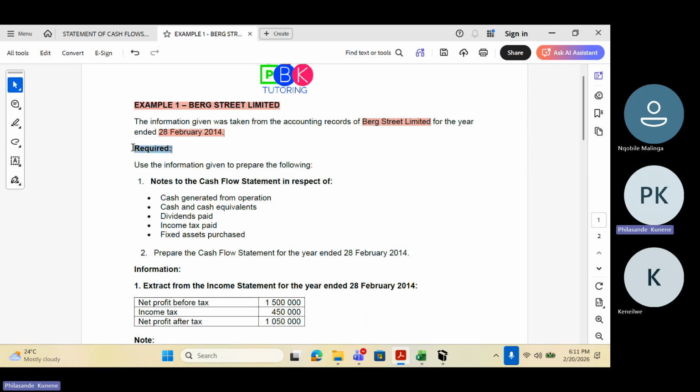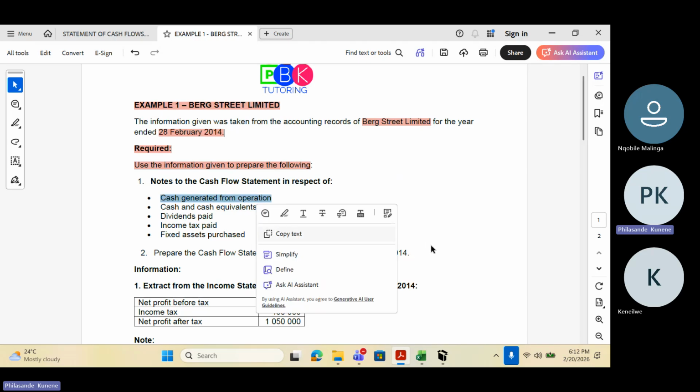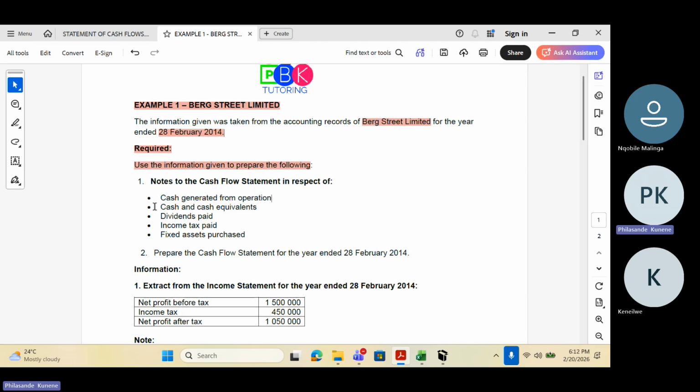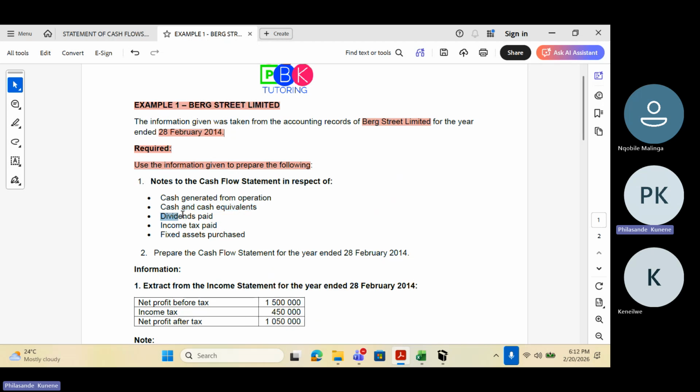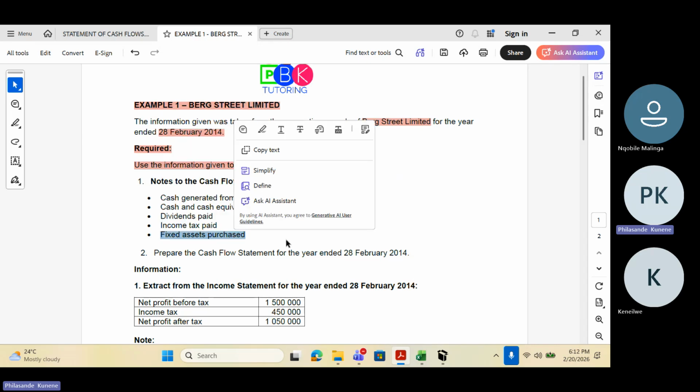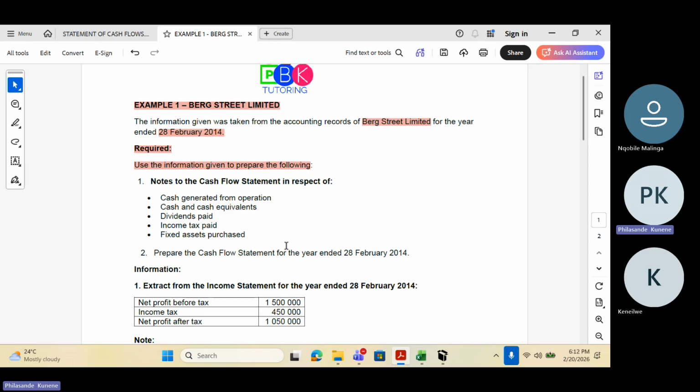What is required? So this is what they want us to do. Use the information given to prepare the following notes to the cash flow statement in respect of cash generated from operations. So this is the first one they want us to do. They want us to do cash and cash equivalents. They want us to do dividends paid. They want us to do taxation paid, and they want us to do fixed asset purchased. So these are the notes that they want us to do.